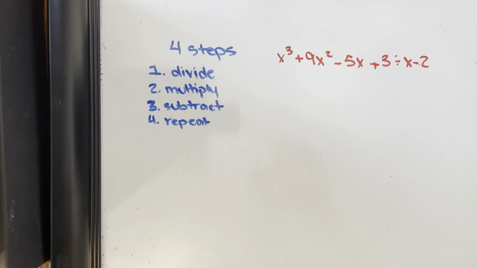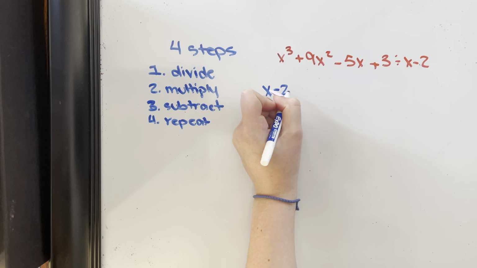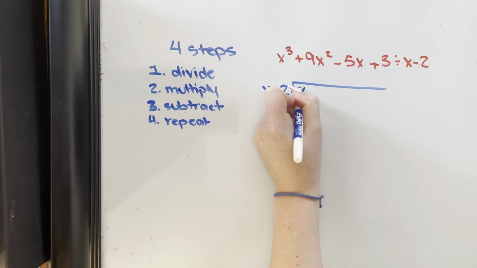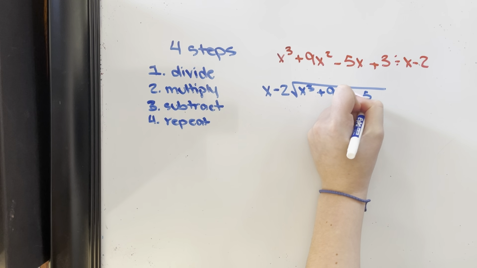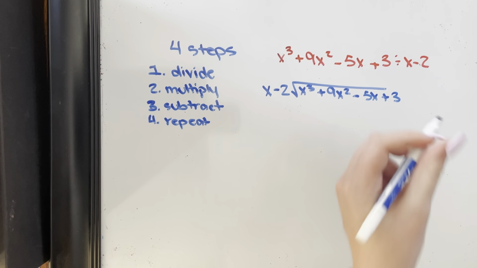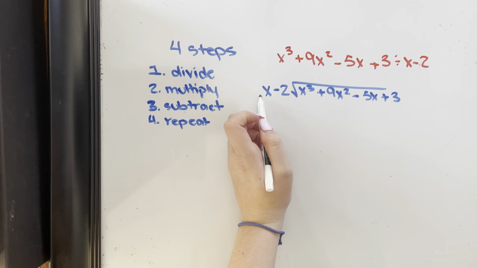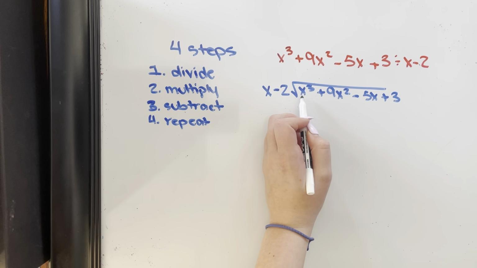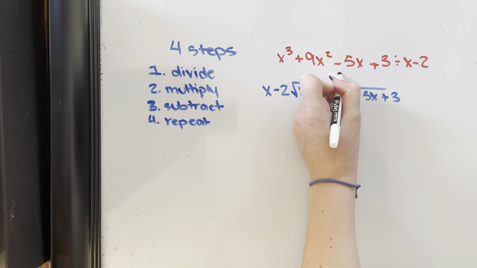So first we are going to rewrite the question. So it's going to look like this instead. X minus 2 divided by x cubed plus 9x squared minus 5x plus 3. Okay, so now using the first term in the binomial, how many times can x go into x cubed? It can go in x squared.